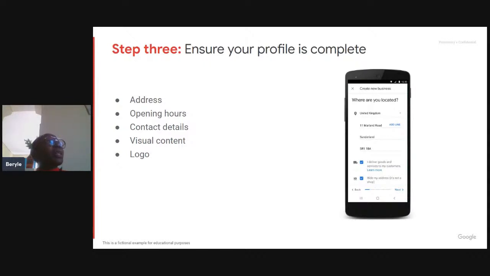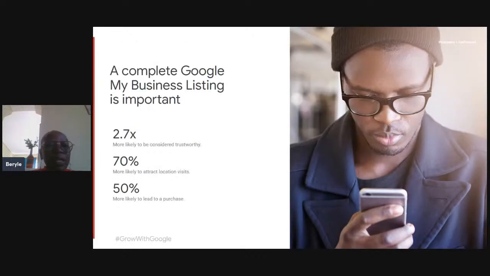I know most of us probably don't know how to go around that because you feel like you need a designer to come up with a logo for you. You can use Canva to create your own logo. So try and visit canva.com. You can also create posters and flyers from Canva. So try and interact with Canva. Populating your listing, that is the address, the opening hours, contact details, and the visual content, visual content being images.